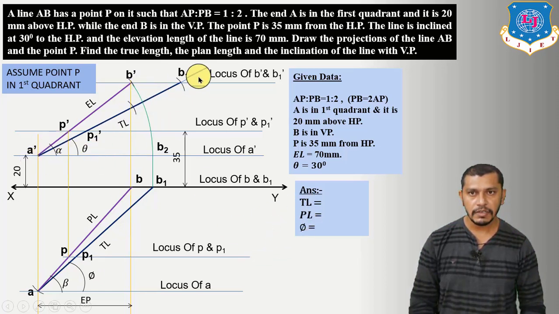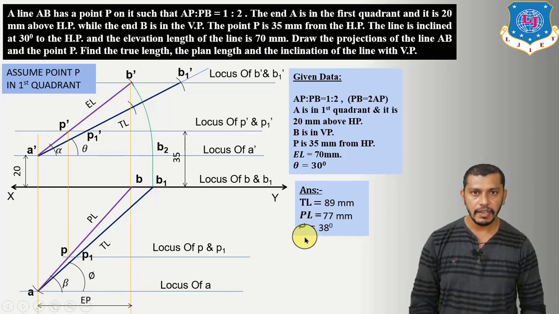Now we have the true length, the plan length, and phi. Measure the true length by using the scale. We will get the true length equal to 89 mm. Measure the plan length AB, which is equal to 77 mm, and measure the angle phi using the protractor. You will get the angle phi equal to 38 degrees. So these are our final answers.